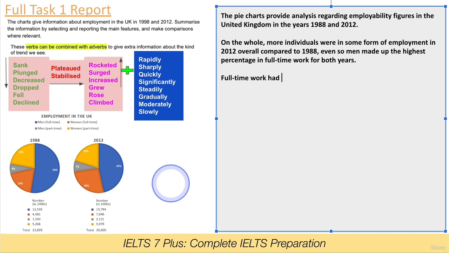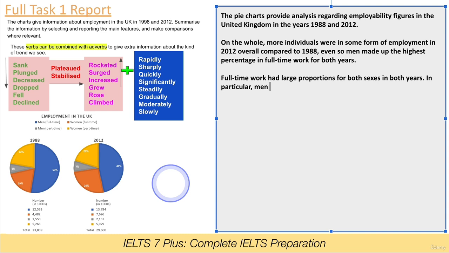Had large proportions for both sexes in both years. In particular, men, oh, and we're checking our spelling. That's a really big part of the marks.